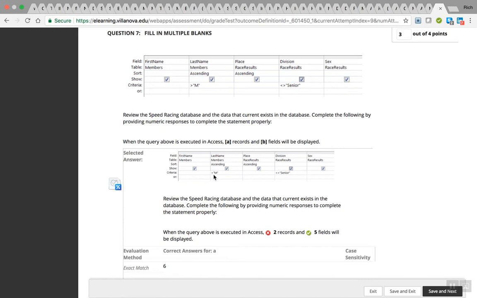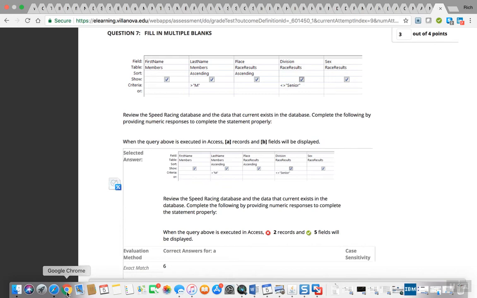So there are 4: Wilson, Thomas, Schooler, and Teague. Those will be record number 2, record number 3, record number 8, and record number 18. Those are the 4 we're going to match, and we're going to match them in the race results table.